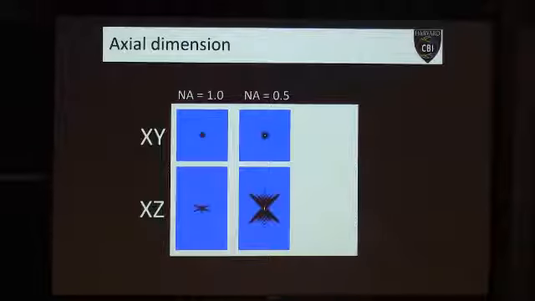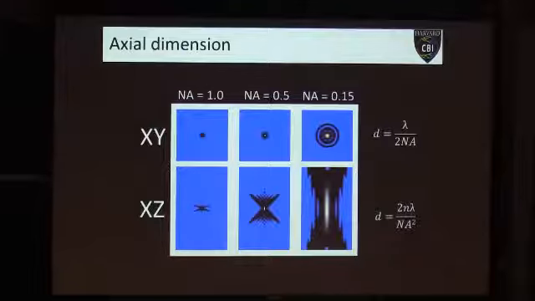If you go down to 0.5, you can see that gets bigger. And then if you go down to something like 0.15, which is sometimes seen on a 5x objective, you can see how dramatically larger it is. The other thing that you want to keep in mind is that this blur or this point spread is a lot worse in the axial dimension than it is in x and y. And that's mainly because this now depends on the square of your numerical aperture.